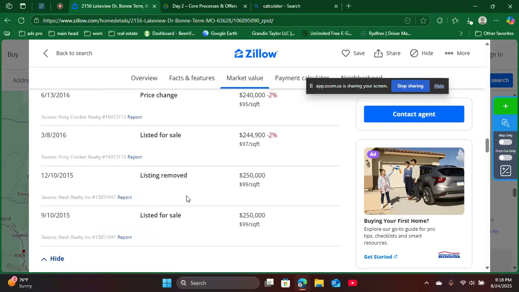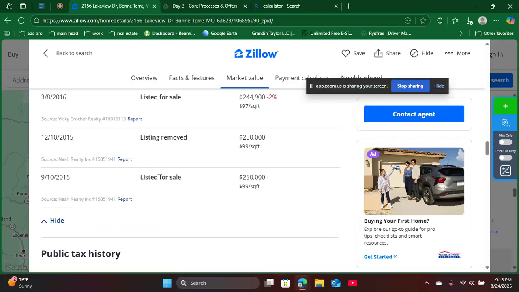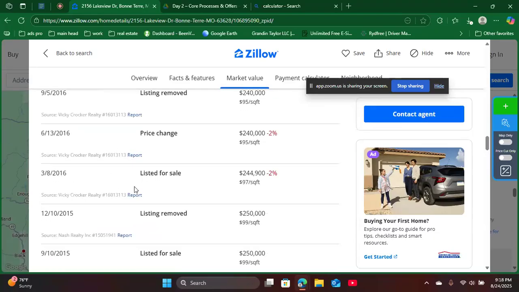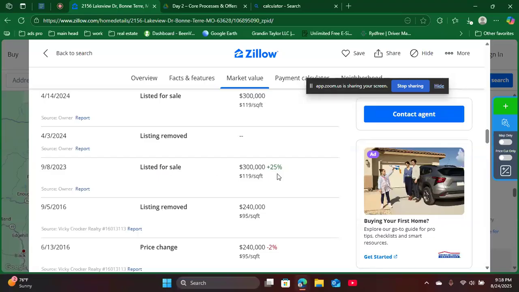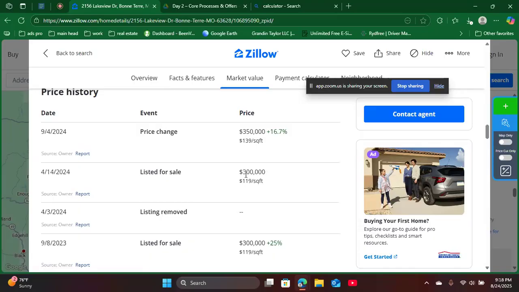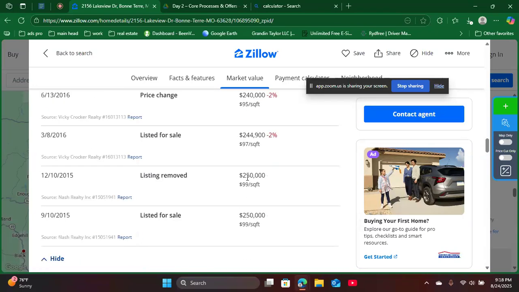And I know this video getting long. So okay, he put it on the market in 2015, listed removed at 250, put it back on the market in 2016. He listed it for 244. Price changed to 240. Listed removed at 240. Listed back on the market at 300K. Listed removed. Put it back on the market for 300K. Listed removed, and then put it back on the market for 350. So he's motivated. He's trying to sell it, but he can't get the price that he wants. Immediately, where my mindset would go is seller financing.